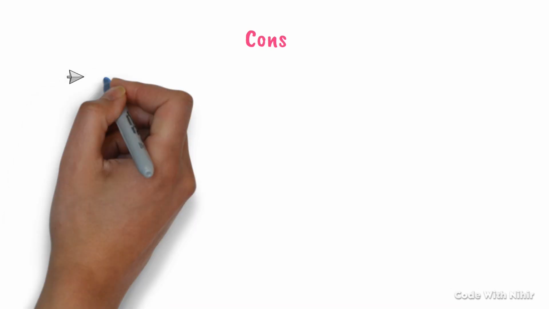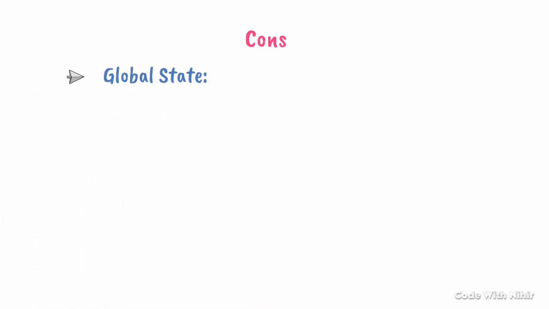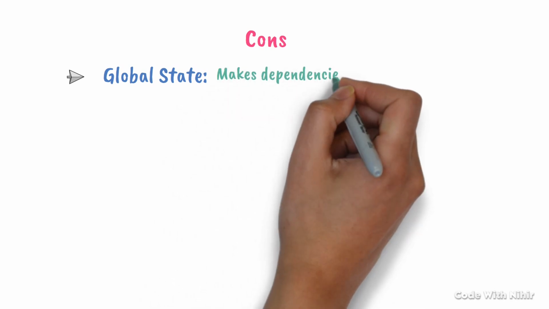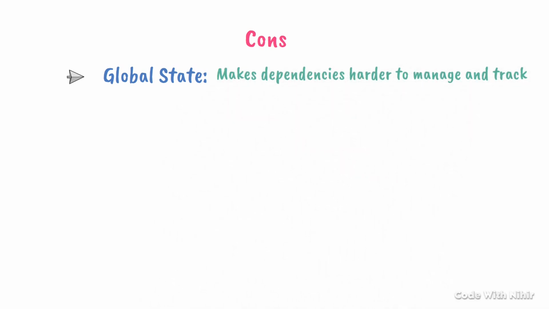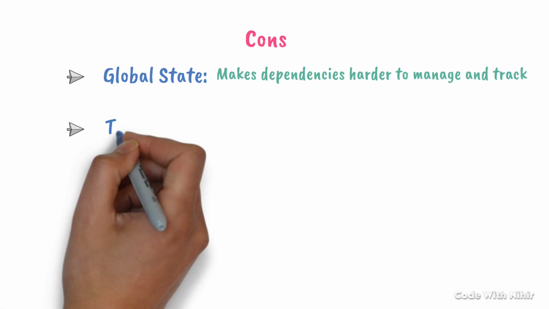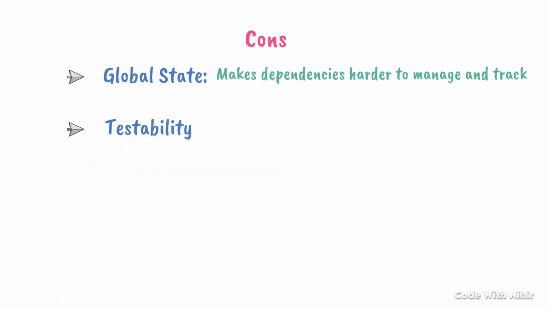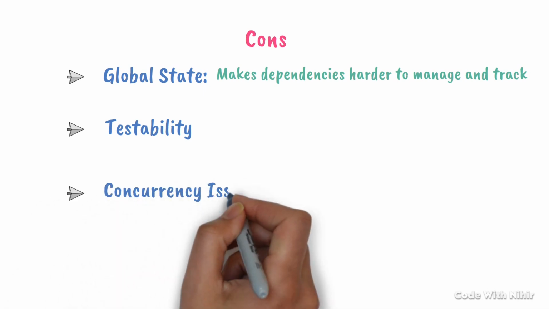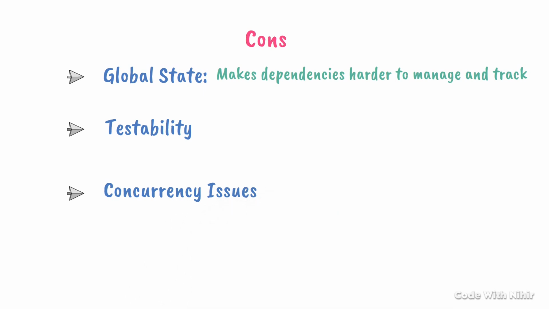Number 1, global state. Because state management is at global level, it makes dependencies harder to manage and track. Number 2, testability. Singletons can complicate unit testing due to its hidden dependencies. And number 3, concurrency issues. Without proper locking, multi-threaded applications can experience problems.